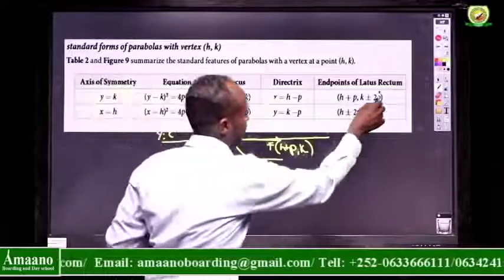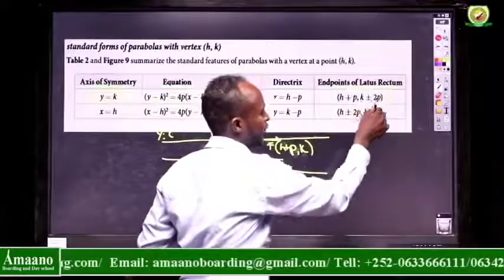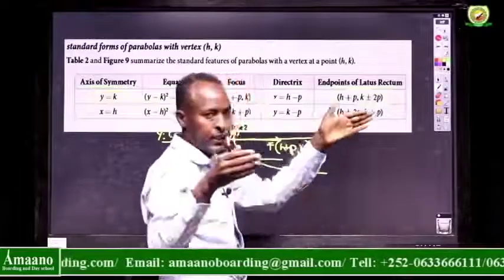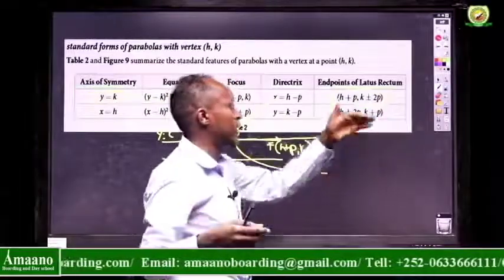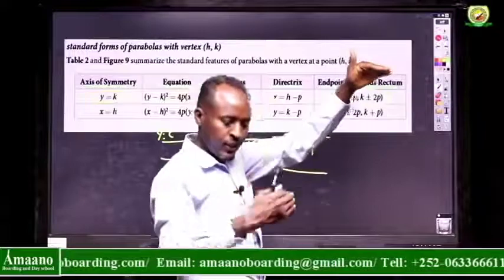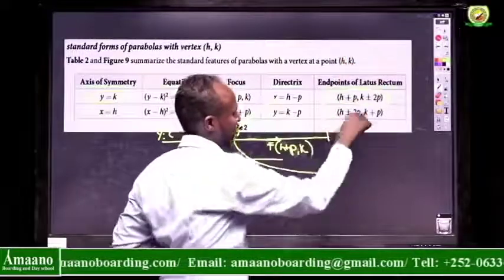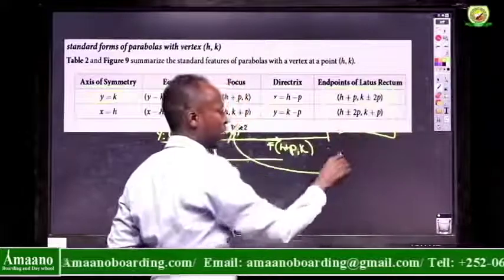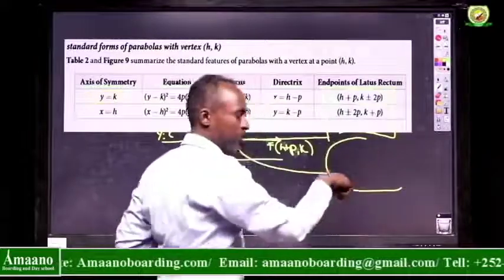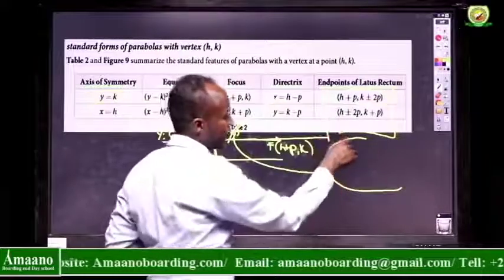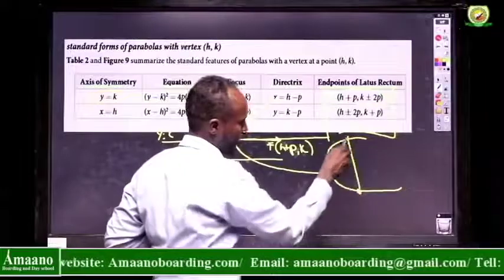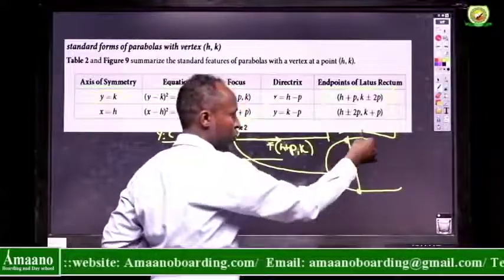The latus rectum endpoints are h plus p, k plus or minus 2p. Simply we will add k plus or minus 2p. One time you will add 2p, the other time you will subtract 2p. This helps us to draw a very neat diagram. If you want to draw a very neat diagram of a parabola, it is better to use the end points of the latus rectum. Then you can join easily.